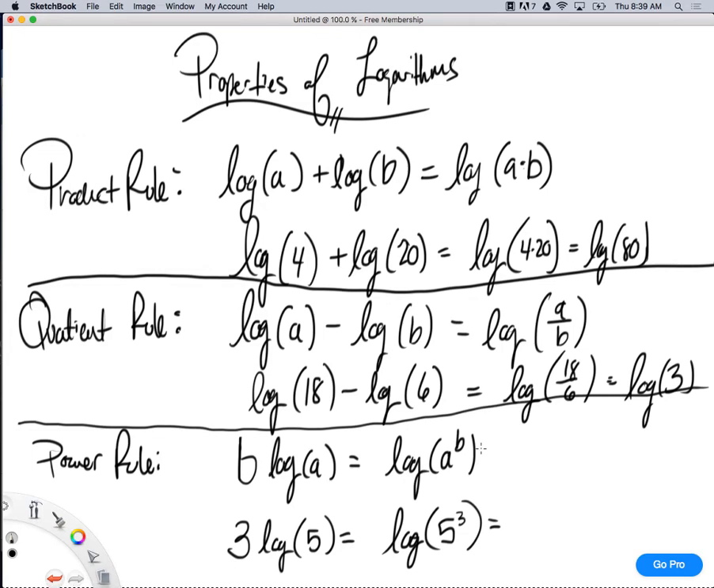Why? Because it's going to be, oh yeah, just multiply. Oh, 3 times 5 is 15, but that's wrong. Okay, so don't fall into that trap. 3 log of 5 is log of 5 to the third power, which is log of 5 times 5 times 5, which is log of 125.